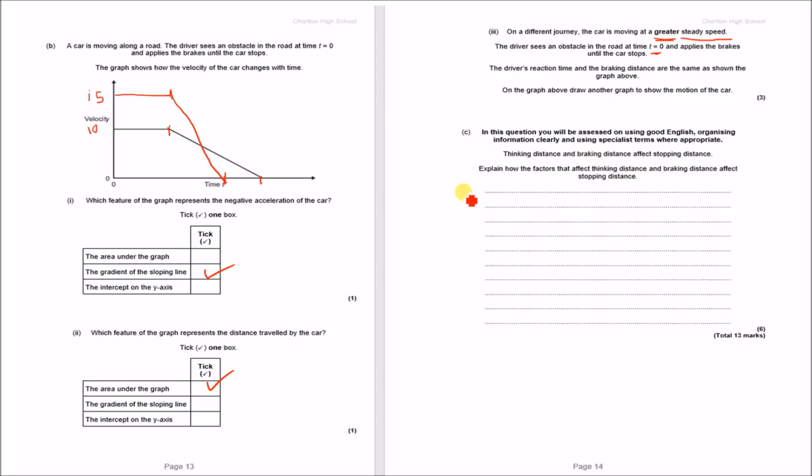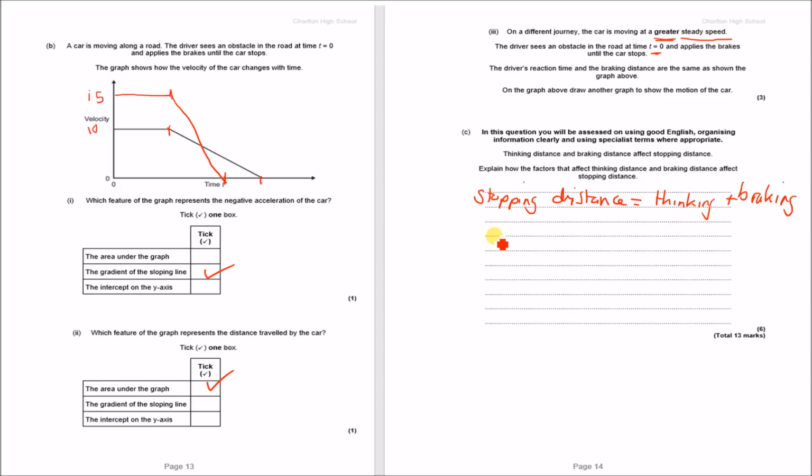So the first thing is, let's explain what stopping distance is. Now remember when you do this, you need to do it in bullet points and you need to make each thing a specific sentence. So it's looking for good quality written communication. So write in sentences and bullet point the points. So stopping distance is equal to the thinking plus the braking distance.